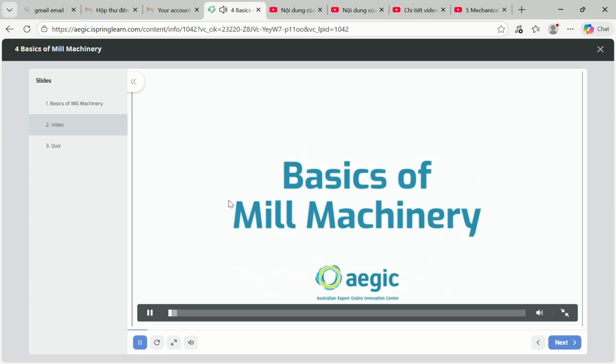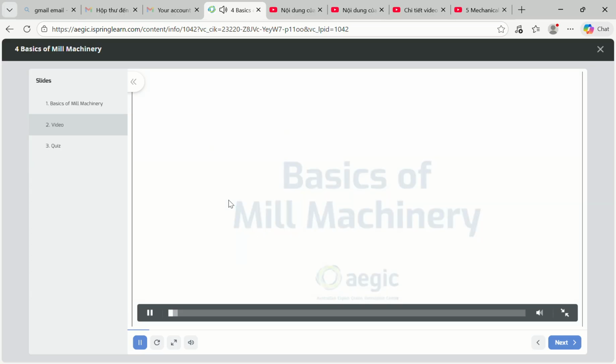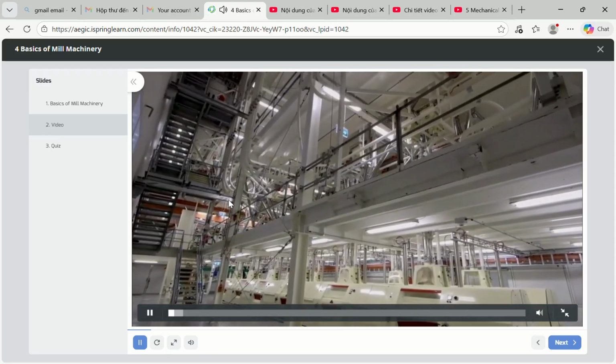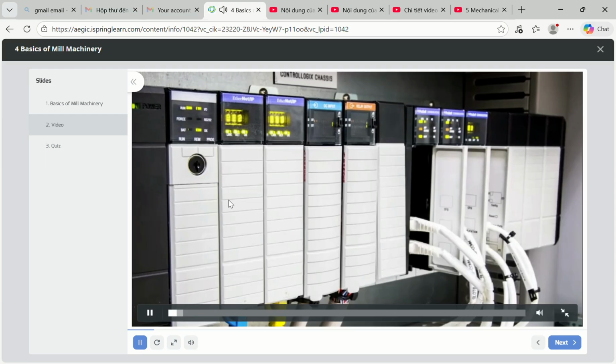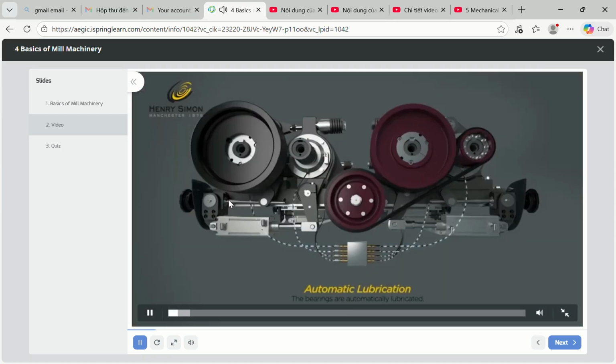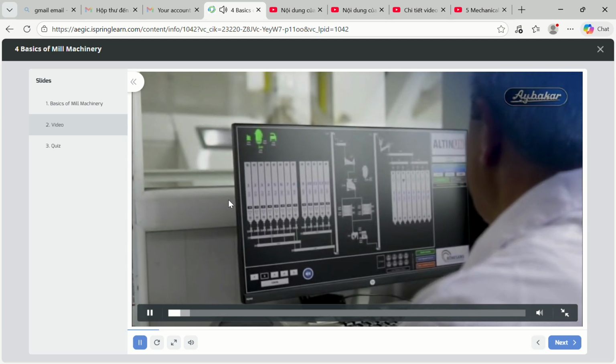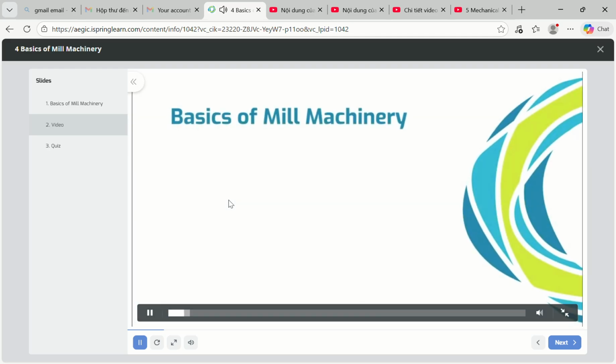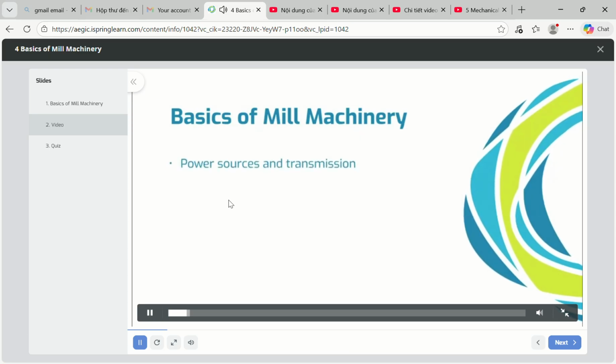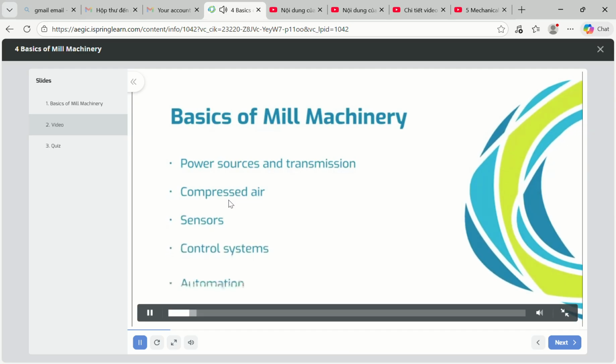Basics of mill machinery. The machinery and systems in modern mills require power sources such as electricity and compressed air, as well as electronics, sensors and digitized data to allow automated processes. In this chapter, you will learn basic information about power sources and transmission, compressed air, sensors, control systems, and automation.